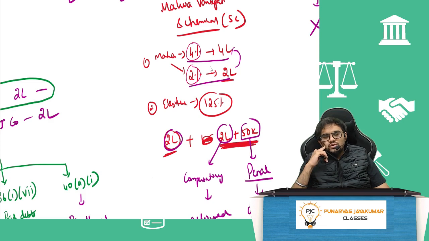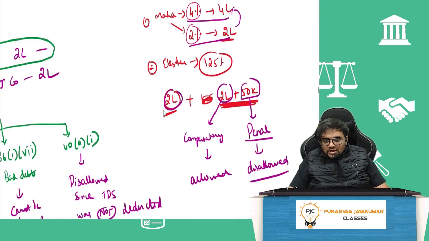2 lakh 50,000. Overall they paid 4.5 lakhs. This 4.5 lakhs they debited to their P&L account. Everything is allowed. Now the question is what is allowed, what is not allowed. 2 lakh initially fully allowed. Then the 125% extra will become 2 lakh 50,000. In that, 2 lakh was compensatory in nature and that was allowed.